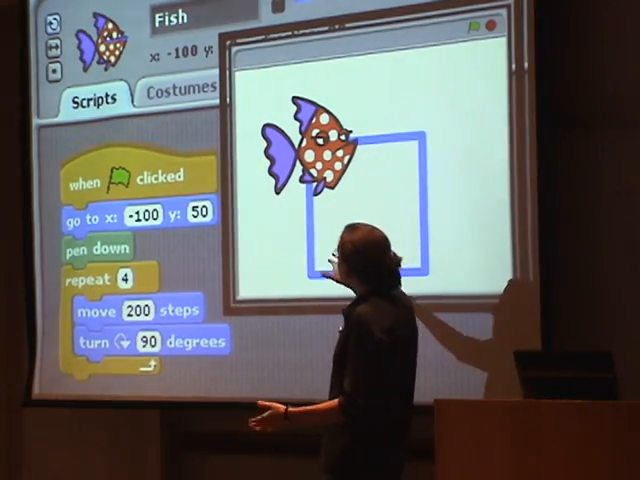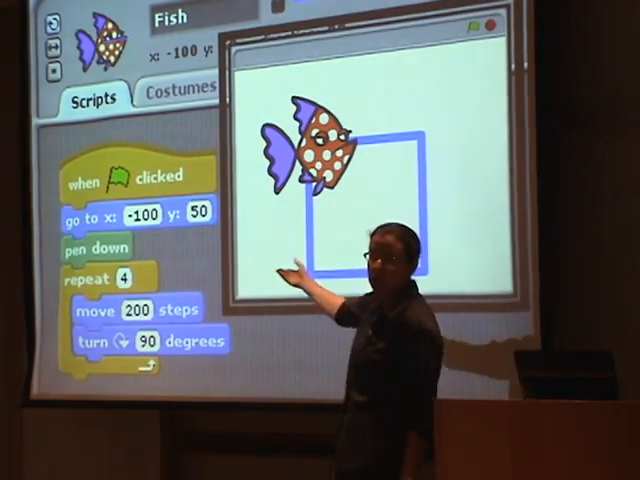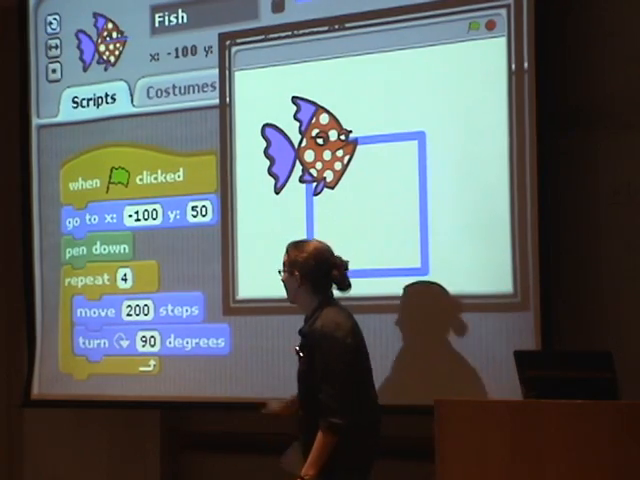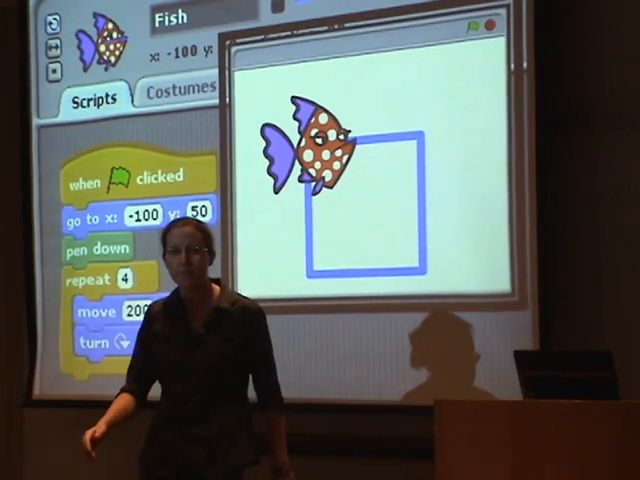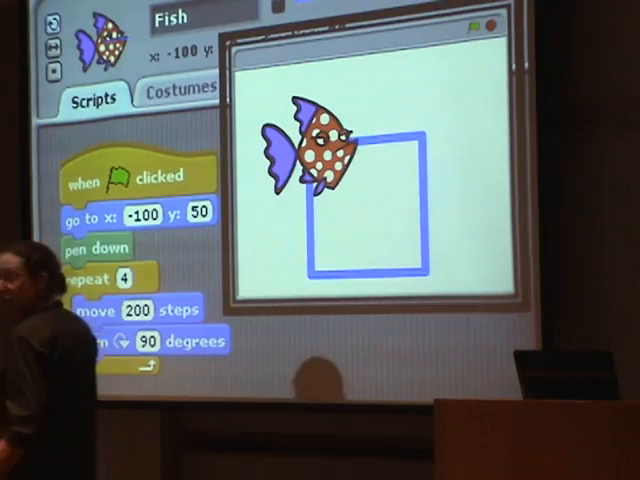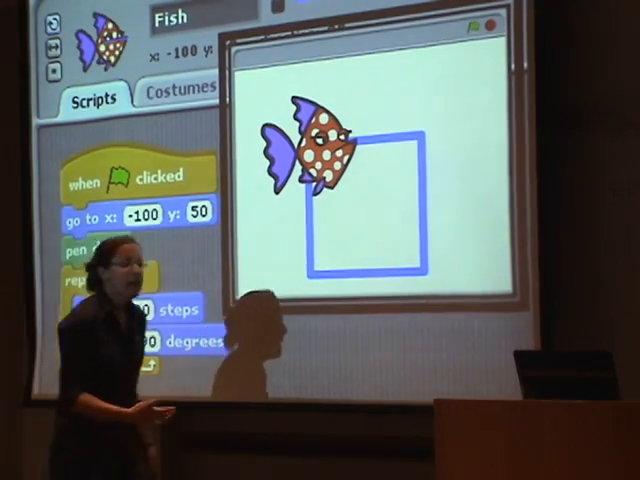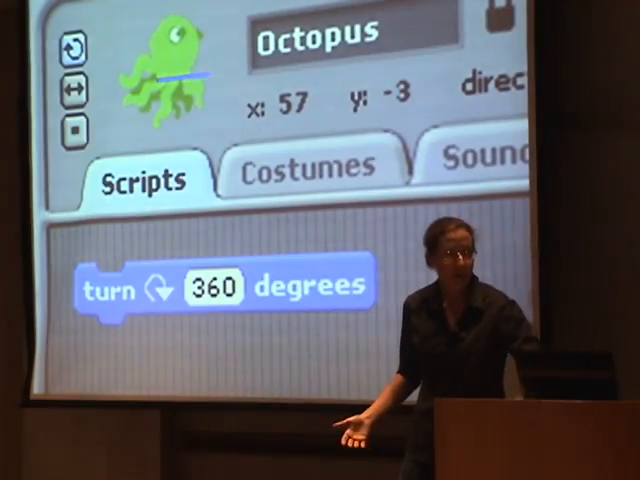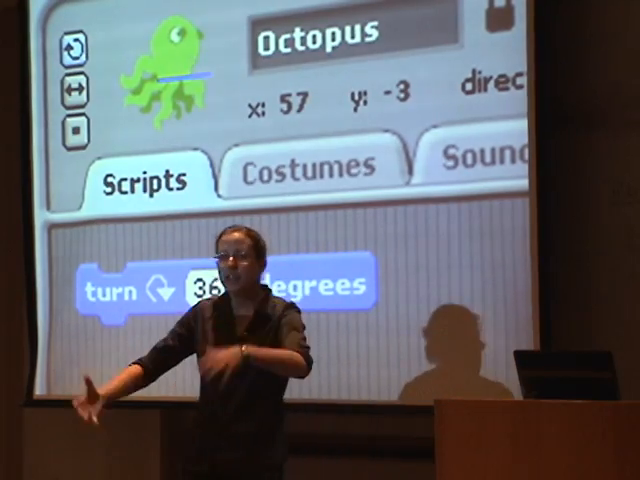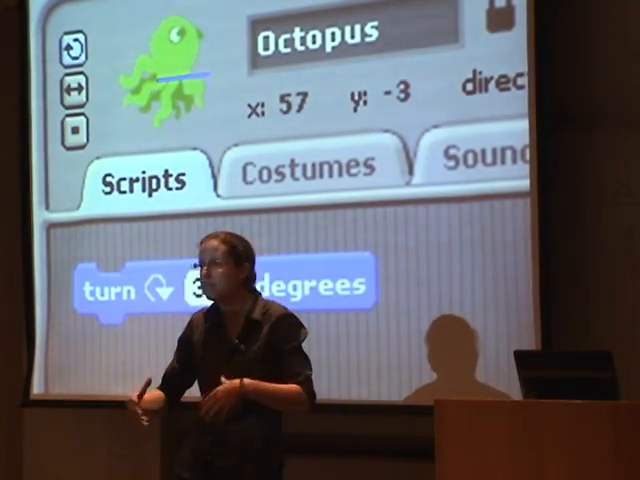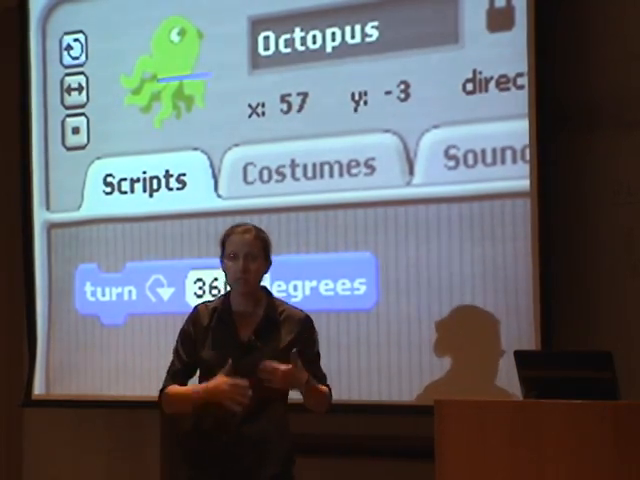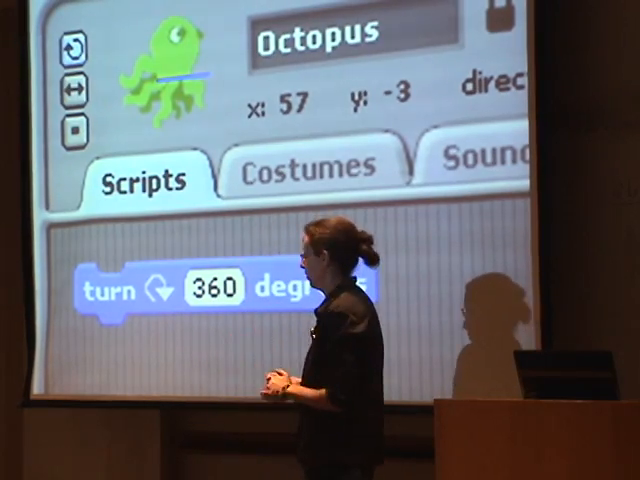So what this would draw is I have my little fish, and it would draw a square. Okay? You can kind of picture, right? I move forward 200 pixels, I turn right 90 degrees, I move forward 200 pixels, I turn right 90 degrees. So this is kind of like interesting connections to some of the mathematical content that you might want your students to be developing in middle school, etc.